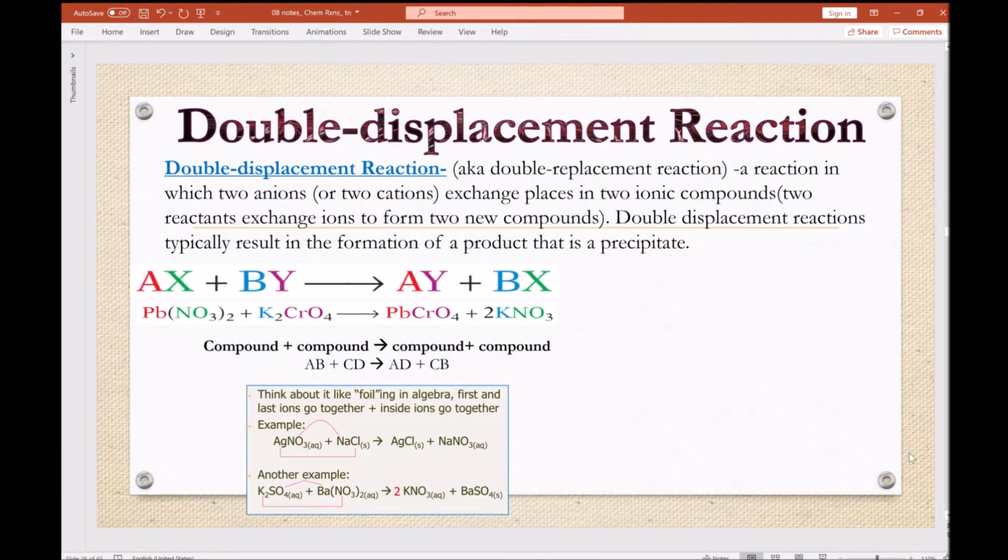A double replacement reaction or double displacement is where you have two compounds and the cations will switch places, or if you look at it from a different perspective, the anions will switch places. So in this case, lead nitrate and potassium chromate react to yield lead chromate and potassium nitrate.